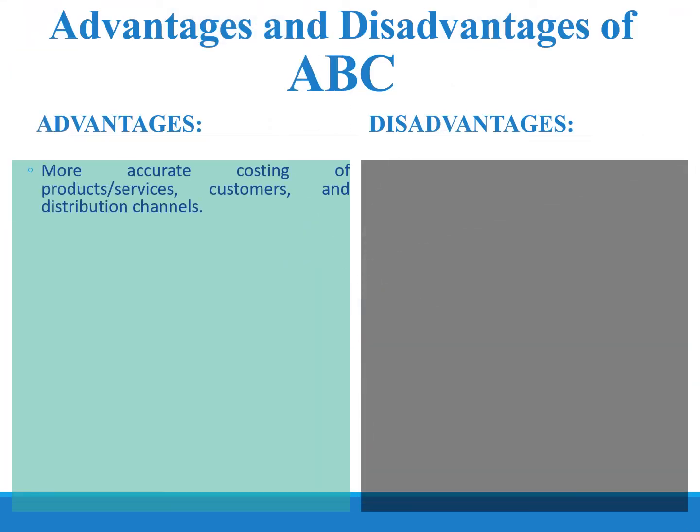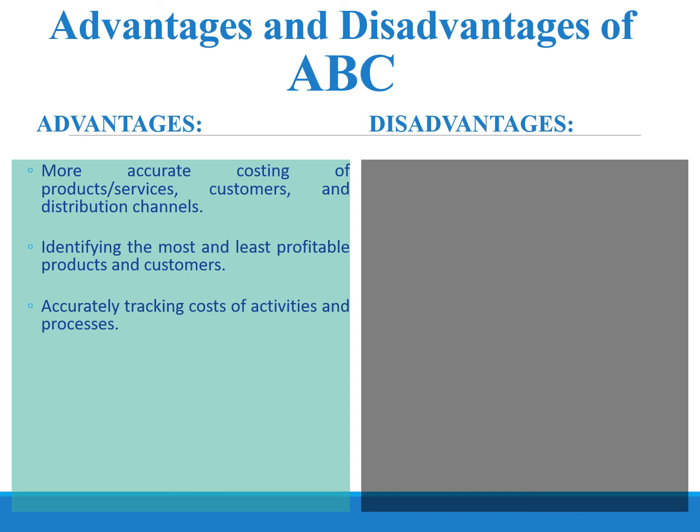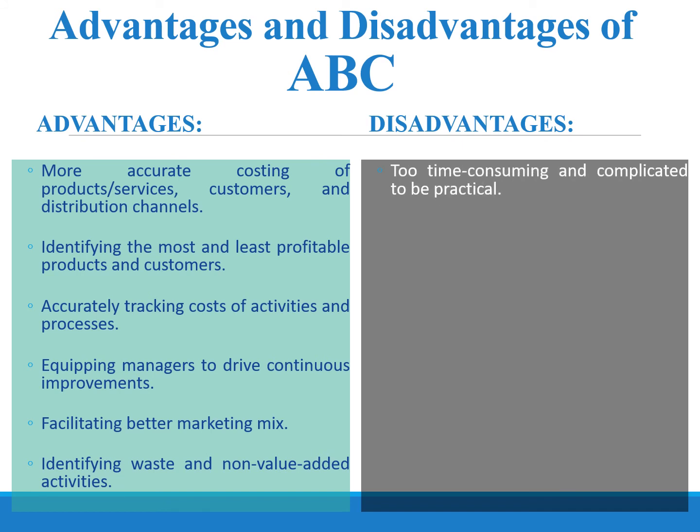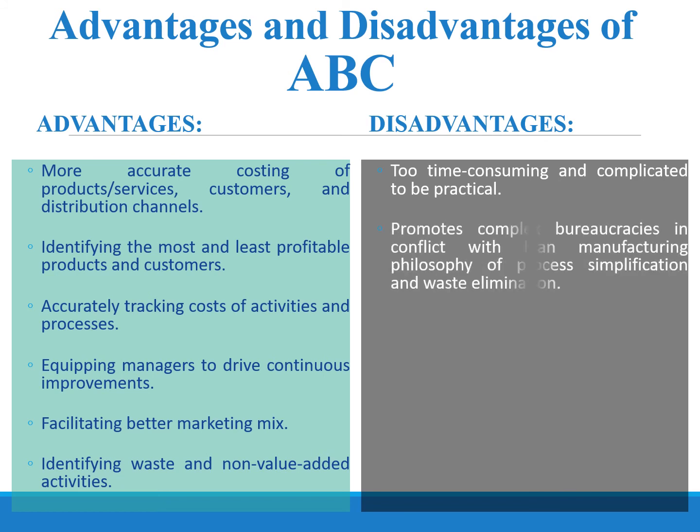So, advantages of using ABC, or activity-based costing. We have more accurate costing of production and services, customers, and distribution channels; identifying the most and least profitable products and customers; accurately tracking the cost of activities and processes; equipping managers to drive continuous improvement. Lastly, it facilitates a better marketing mix, and identifies waste and non-value-added activities. Disadvantage: sometimes it is too time-consuming and complicated to be practical. So it's difficult to practice and it takes too long.